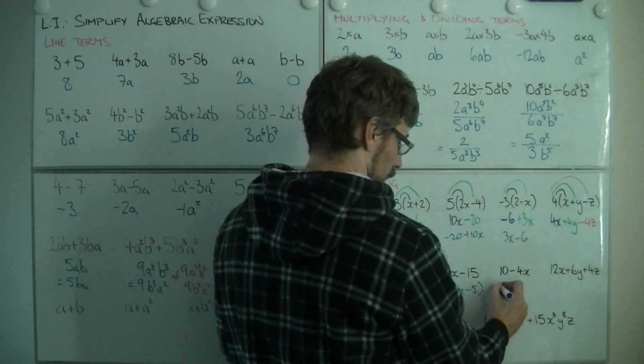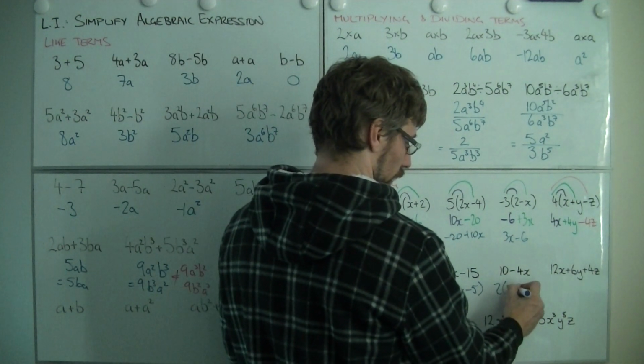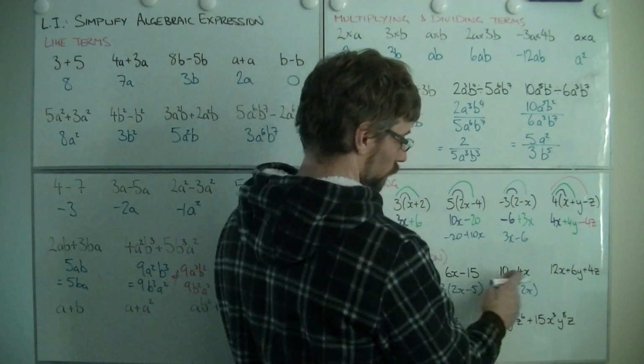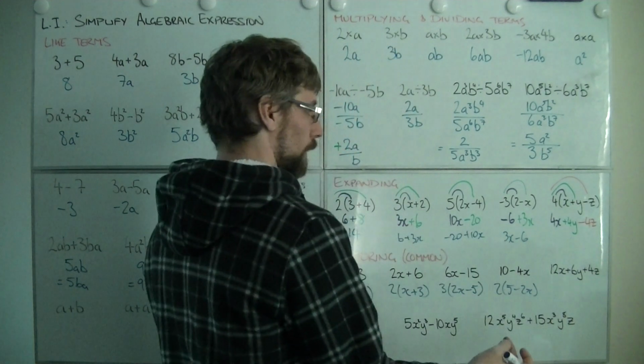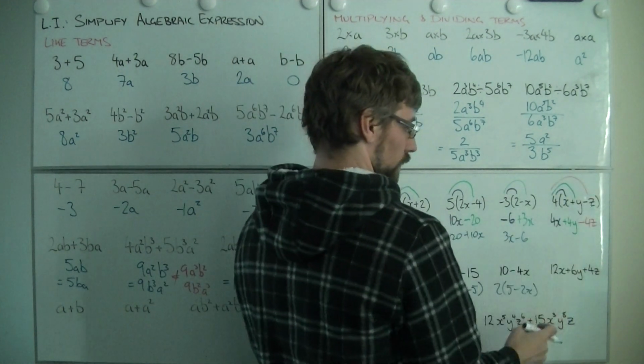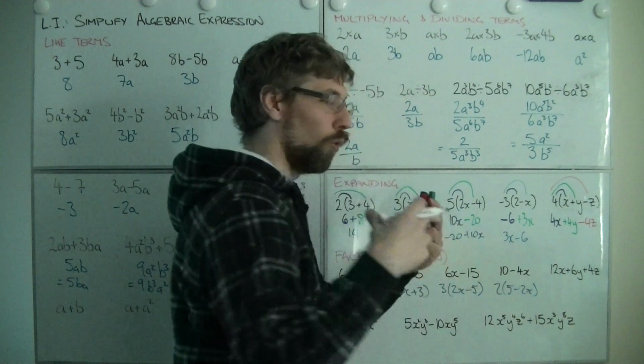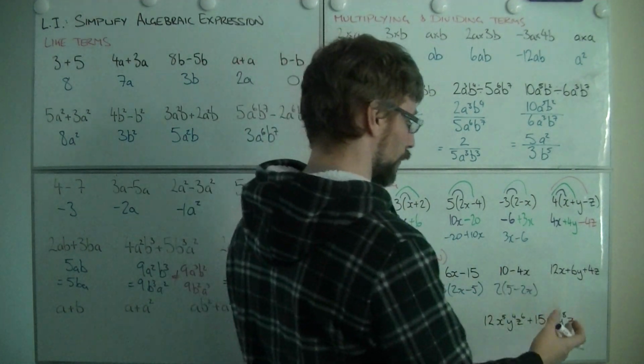10, 4, I can take out a 2. Gives me 5 minus 2x. Beautiful. Expand, check. Oh, now I've got 3 things. Well, what do I do here? Just like before, I did each thing in sequence. Here, I've just got to figure out what do they all divide by? Can they all agree on?